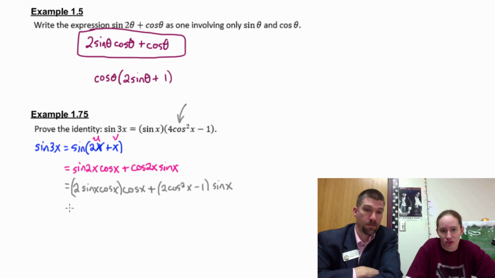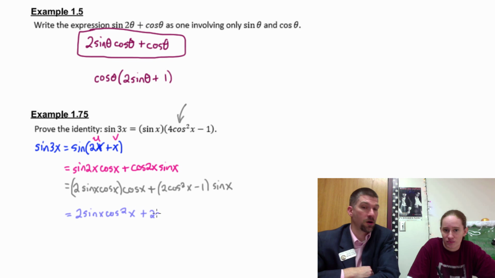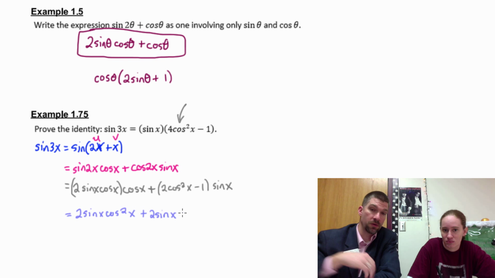Now this is kind of a tricky algebra situation, because we've got 2 sine x cosine x. We can really just drop those parentheses and say that's 2 sine x cosine squared x. Okay, so we're distributing cosine x. There are a couple different ways algebraically we can go with this, but I recommend going ahead and distributing sine x.